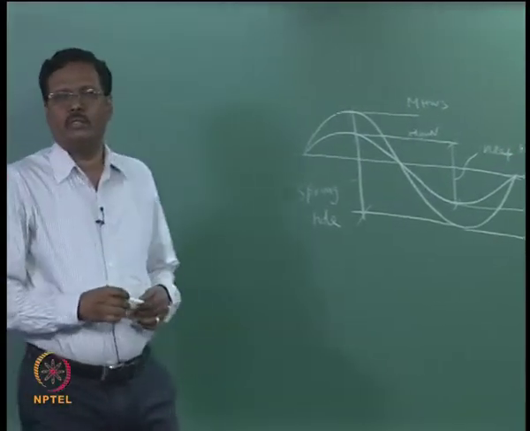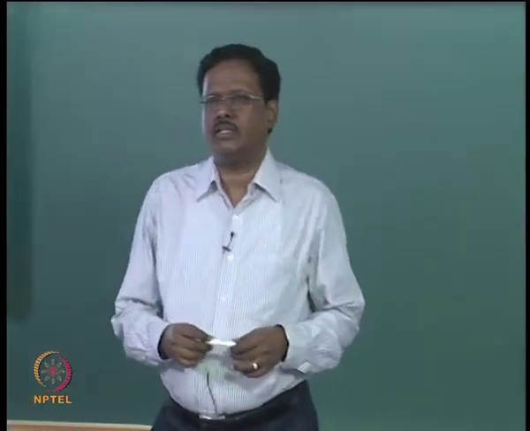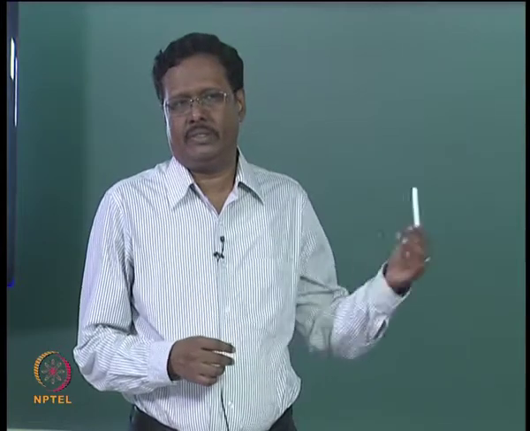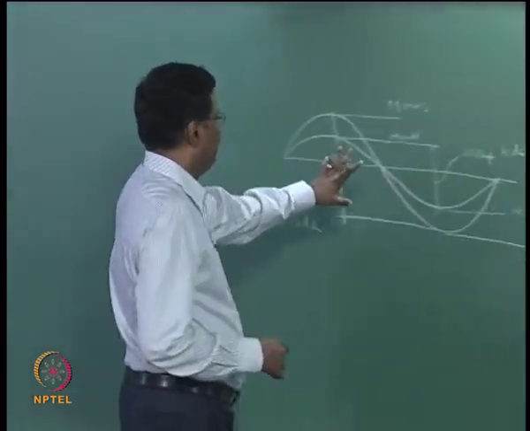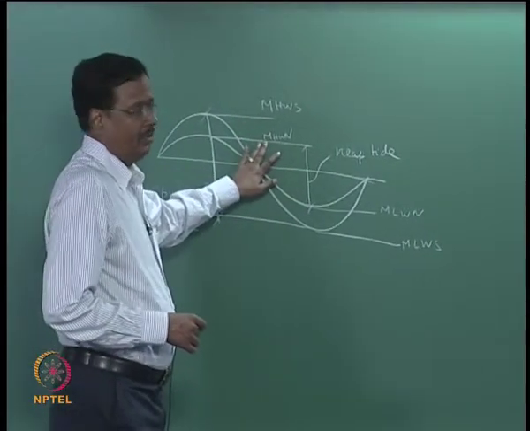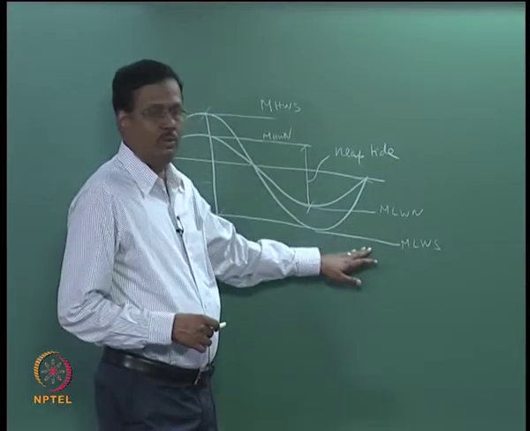We have two tides, one is called the spring tide, another is called the neap tide. Spring tides are in full moon days where the water level variation will be very high. Most of the earthquake takes place during the spring tide. In the spring tide, the high water level also is high and low water level also is low. Neap tide, your tidal range is less and mean high water neap is below mean high water spring, whereas mean low water neap is above mean low water spring.